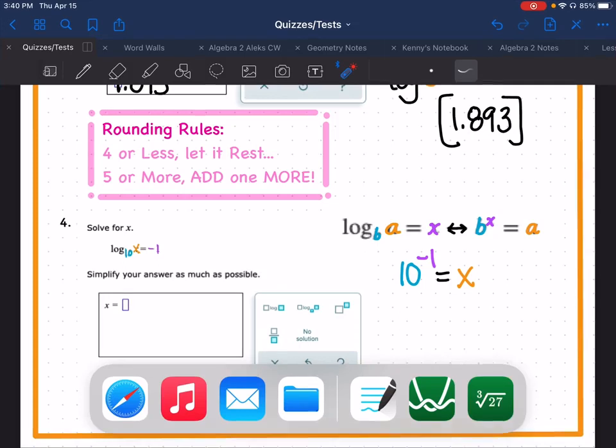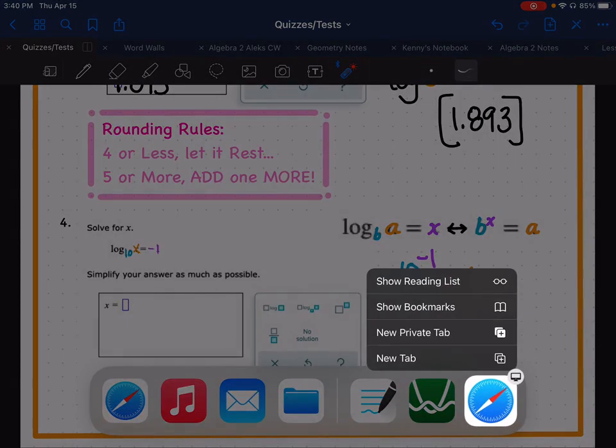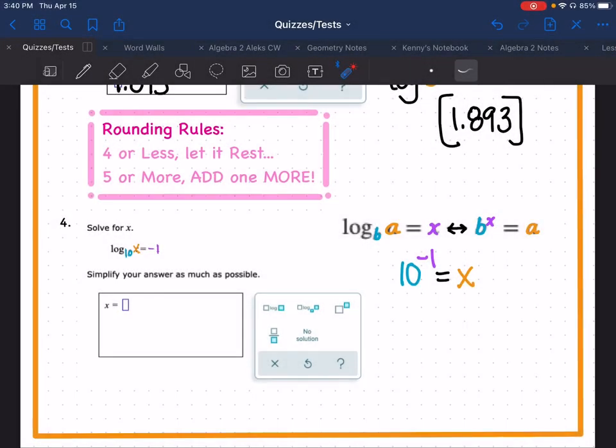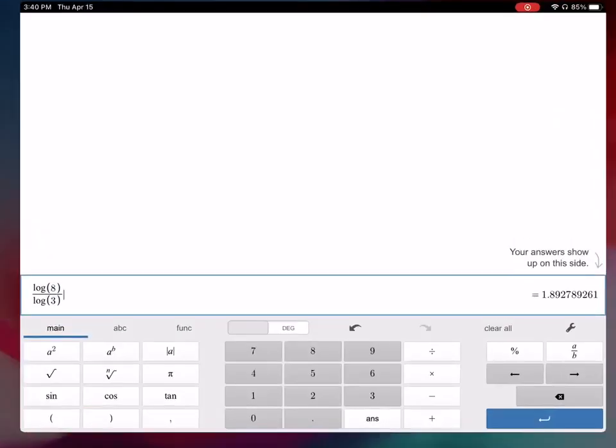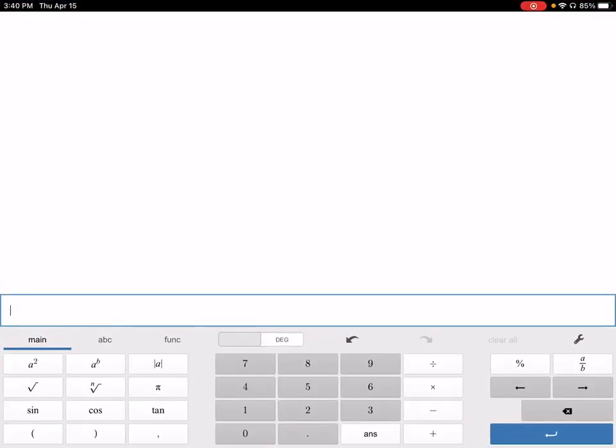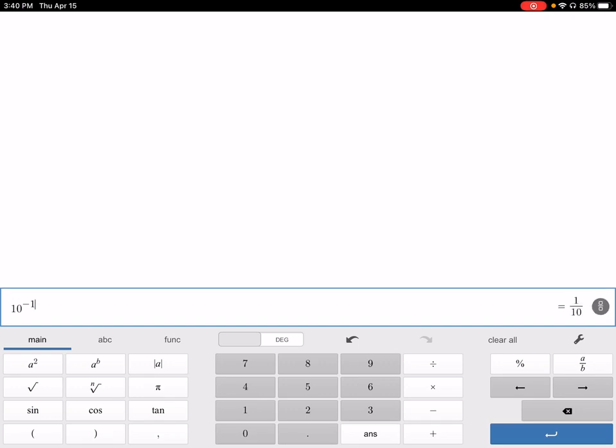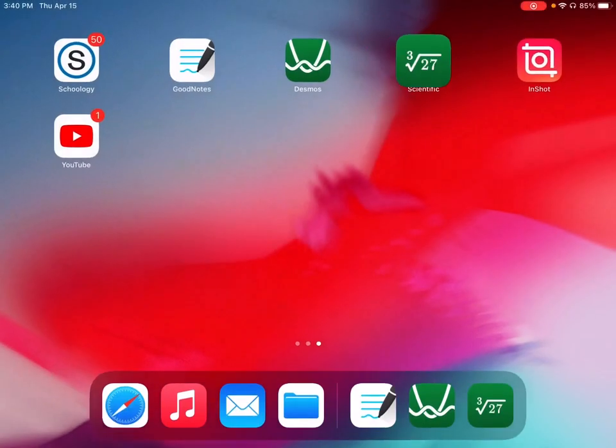So let's grab that Desmos because it should be, no. Mr. P must be using his phone. That's okay. 10 raised to the -1 power. Notice though that Alex wants you to give the answer as a fraction, not a decimal. So you're going to go ahead and click that little circle right there in the corner, and it's going to change into a fraction for you.